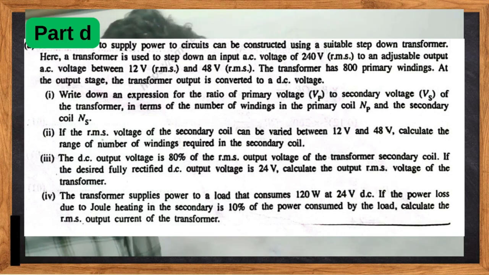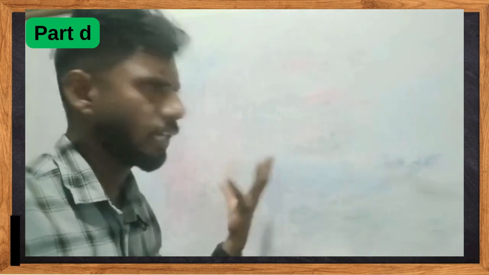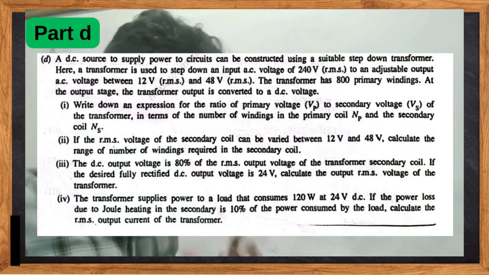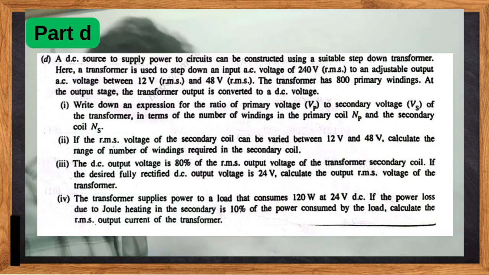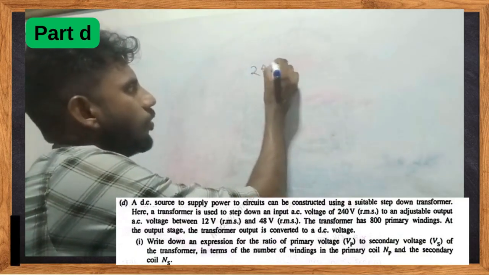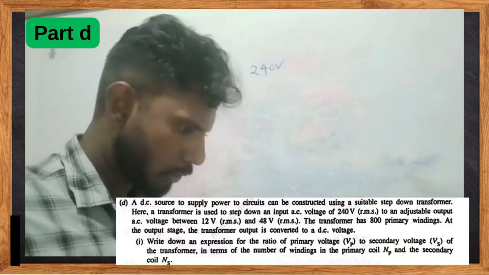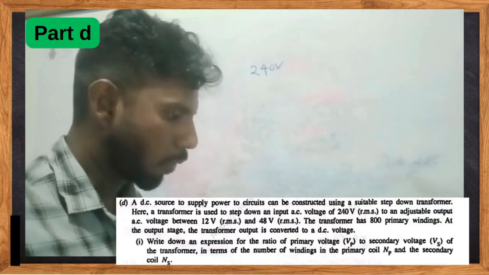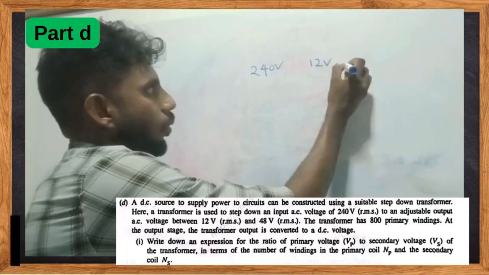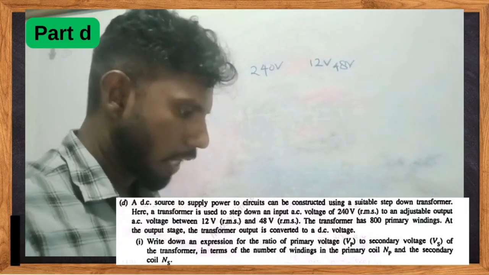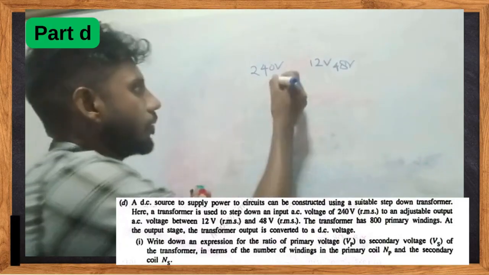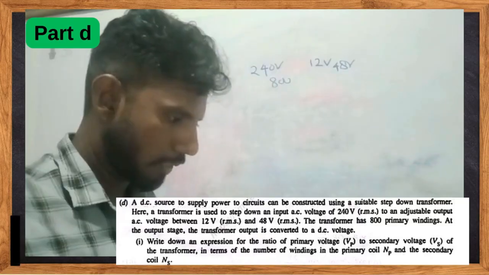Moving into part D, let's read it. A DC source to supply power to a circuit can be constructed using a suitable step-down transformer. So this part is actually from magnetic fields. Here a transformer is used to step down an input voltage of 240 volt RMS to an adjustable output of 12 volt to 48 volt. The transformer has 800 primary windings. Okay, I'm just writing down the details.